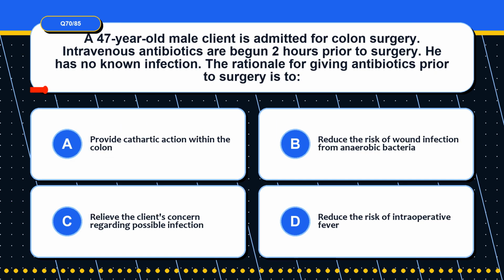Question 70. A 47-year-old male client is admitted for colon surgery. Intravenous antibiotics are begun 2 hours prior to surgery. He has no known infection. The rationale for giving antibiotics prior to surgery is to, here are the options. Option A. Provide cathartic action within the colon. Option B. Reduce the risk of wound infection from anaerobic bacteria. Option C. Relieve the client's concern regarding possible infection. Option D. Reduce the risk of intraoperative fever.